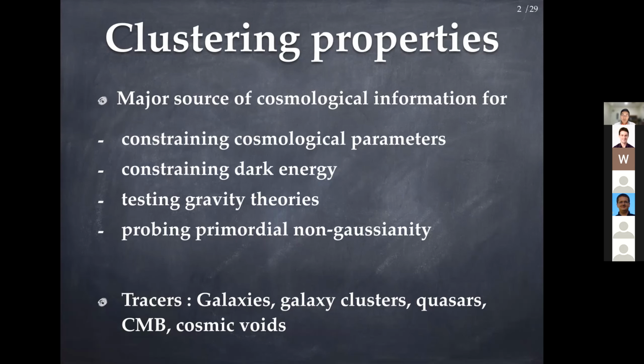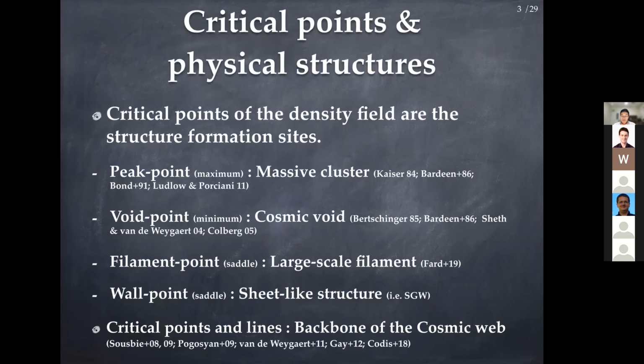the primordial fluctuations. And to actually measure the clustering properties, galaxies and galaxy clusters were most frequently adopted as tracers, and quasars for high redshift, and for even higher redshift, the CMB has also been adopted. And recently, there are a number of papers using cosmic voids to study the clustering properties. So why are we trying to add critical points in addition to these traditional tracers?